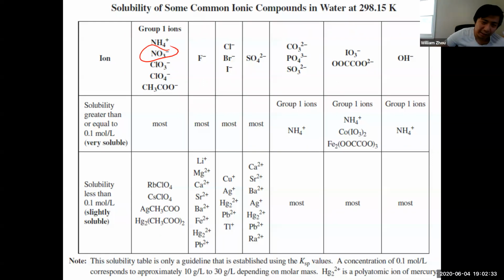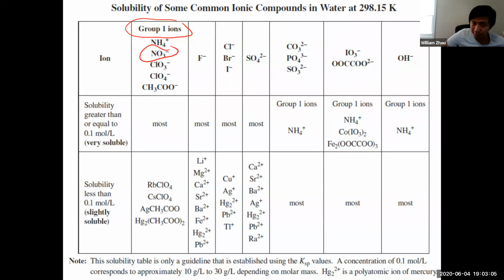All right, let's look at potassium. Potassium, K, is a group 1 ion. And guess what? Group 1 ions are all soluble, it says most. The only exceptions are rubidium with perchlorate and cesium with perchlorate. Everybody else will be soluble. So that means potassium is soluble with chromate, because chromate is not listed there as an exception. So you know that potassium nitrate has to be soluble.